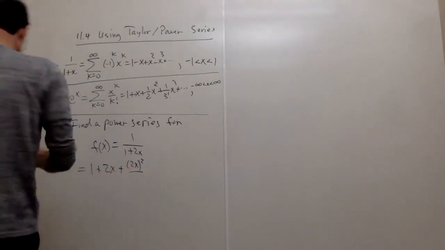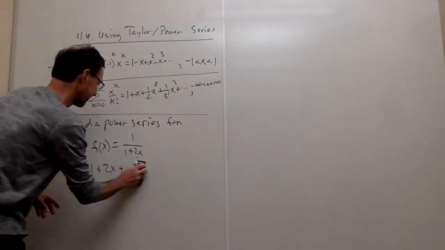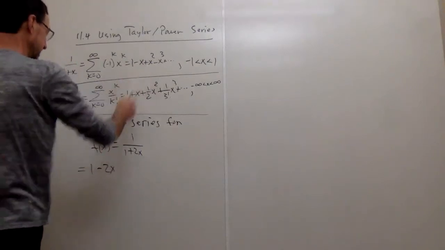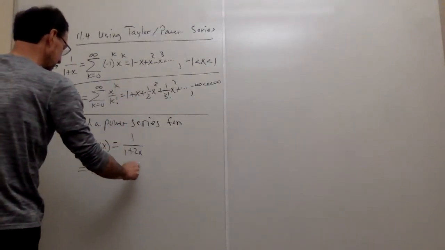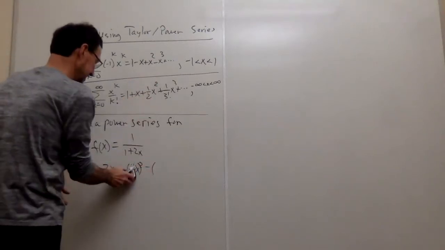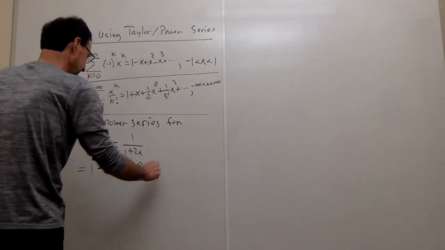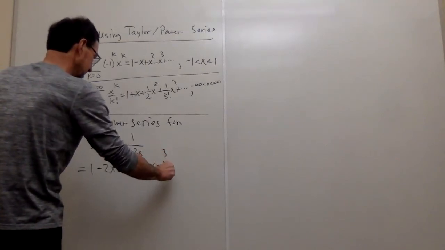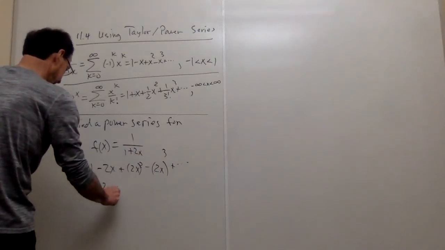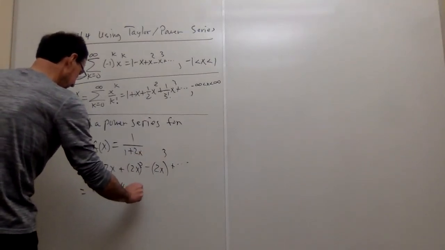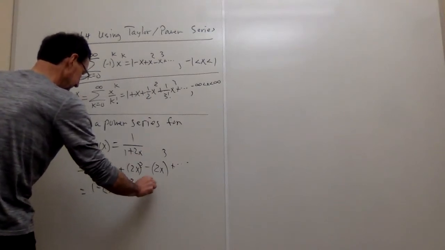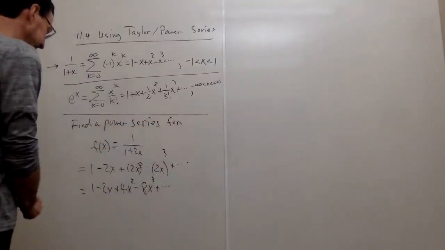Oh, I'm looking at the wrong series. Should be minus. We're looking up here, and then we're going to square it. And then we're going to subtract off 2x cubed, and so on. And if we want to, we can do the arithmetic. You can just see the coefficient doubles on every term as we move down the terms.